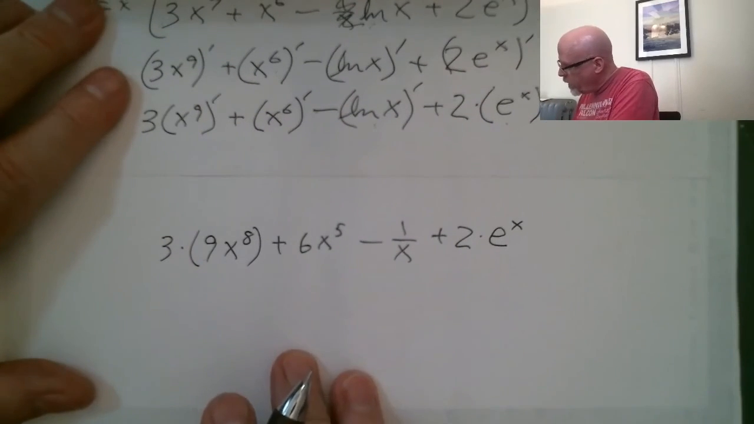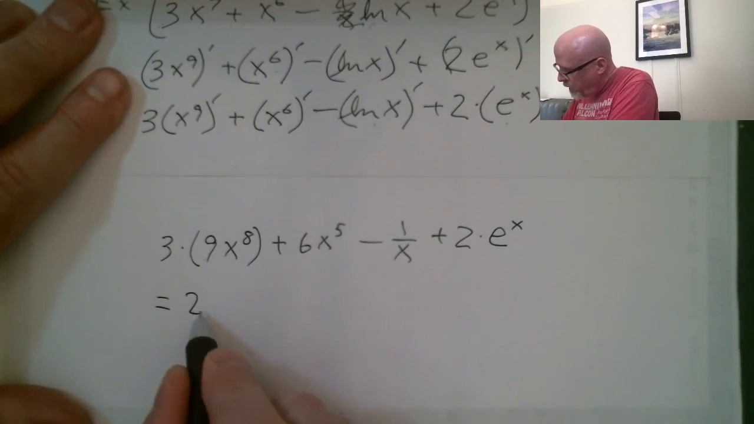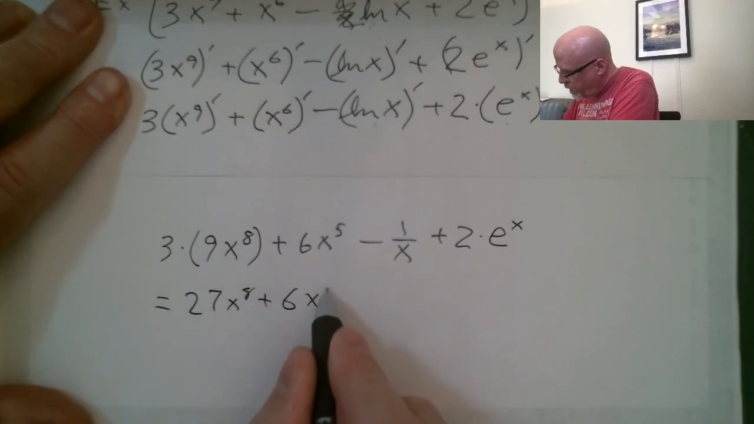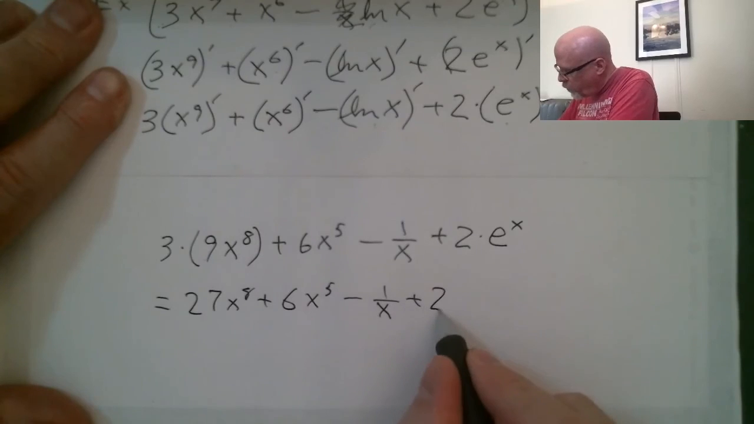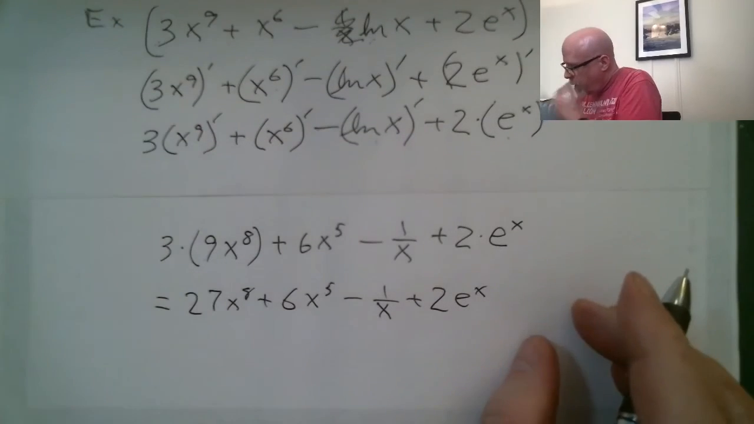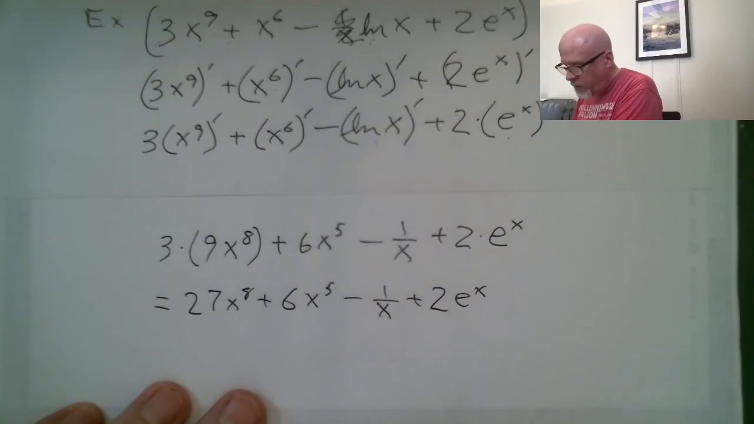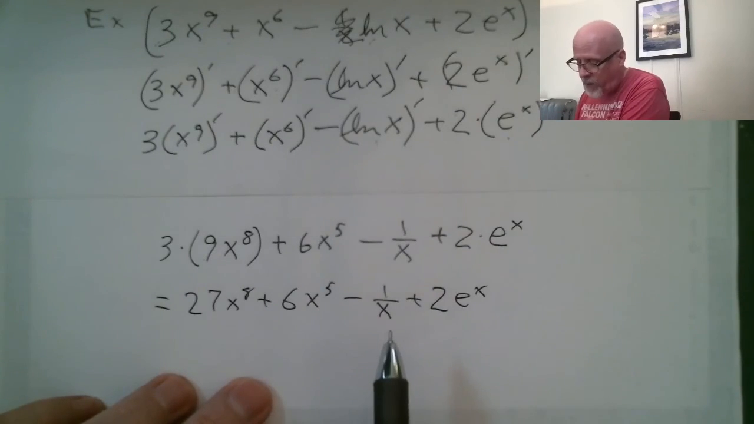I think about the only thing else I can think to do here is maybe combine some stuff. That would really be 27x to the 8 plus 6x to the 5th minus the 1 over x and plus the 2e to the x. So yeah, while we would never encounter something that ugly in the real world, it's kind of comforting to know that you can deal with such a thing if you need to.